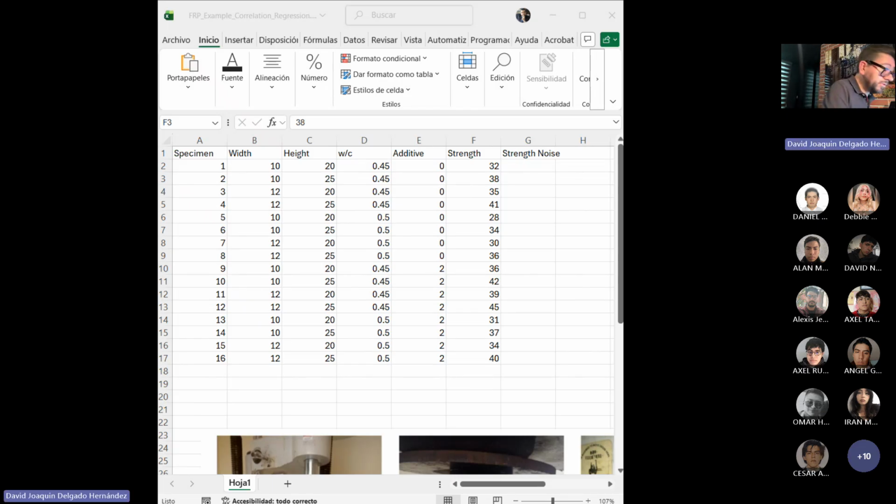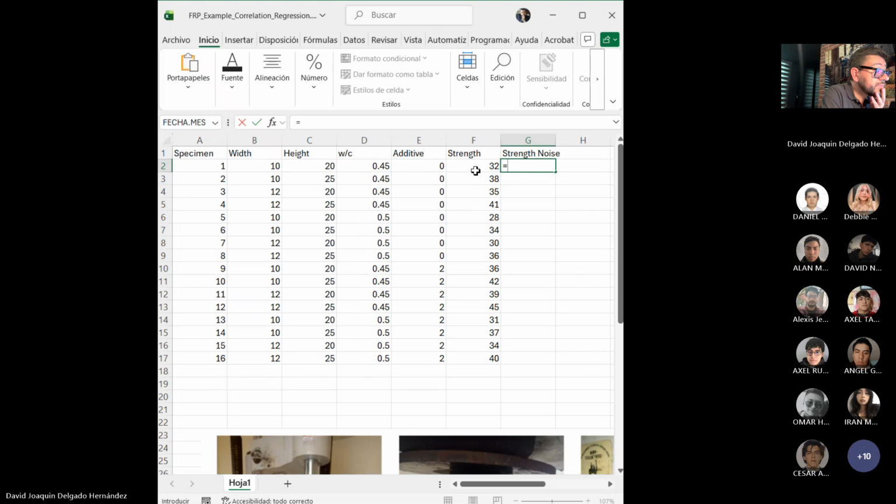So let us now put this formula here. Follow me. You are going to put equals, and you are going to put F2, this value. We are going to add... In my case, this is in Spanish. My Excel is in Spanish. So I should put aleatorio. In English, it will be random. This will give you a random number between 0 and 1.